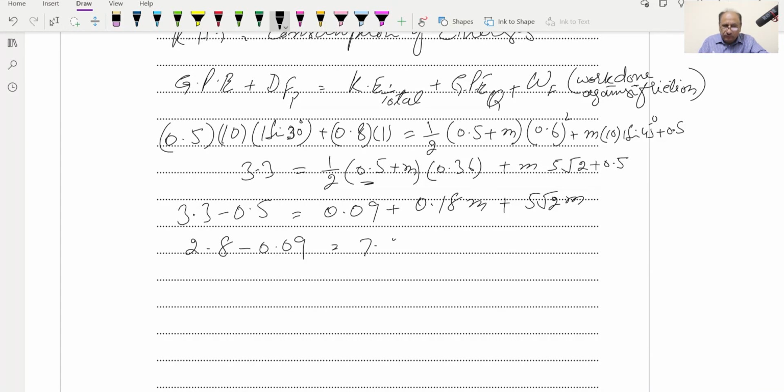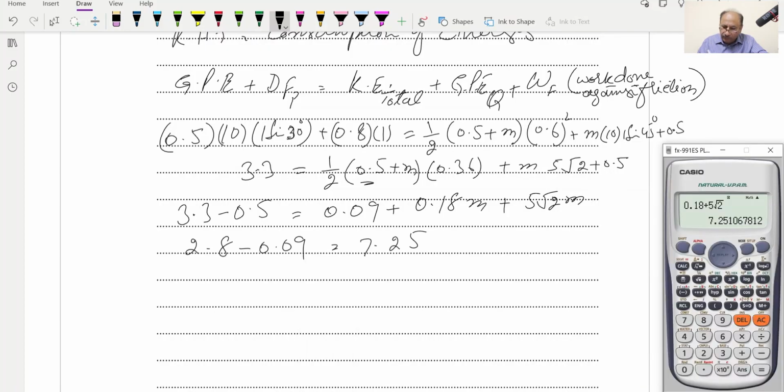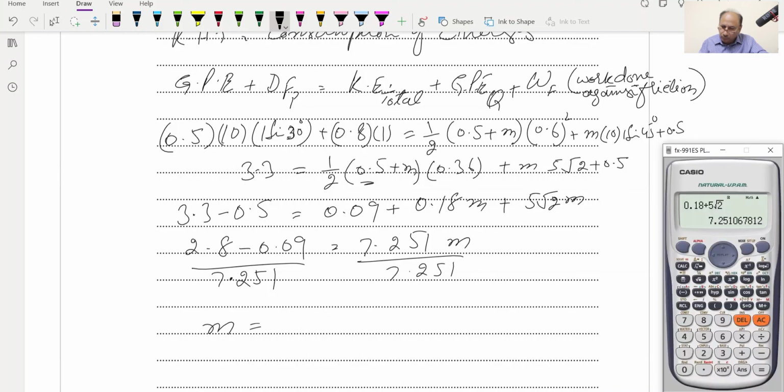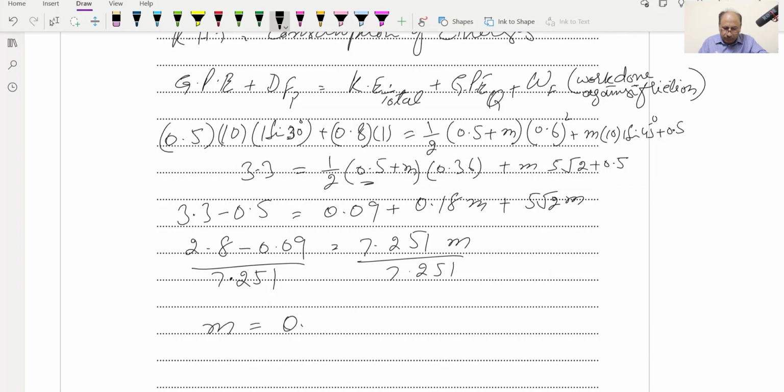This is equal to 7.251 m, and we divide both sides by 7.251. So m value will be equal to the fraction 2.8 minus 0.09 over 7.251, which is equal to 0.373 or 0.374. So 0.374, and this will be in kilograms.